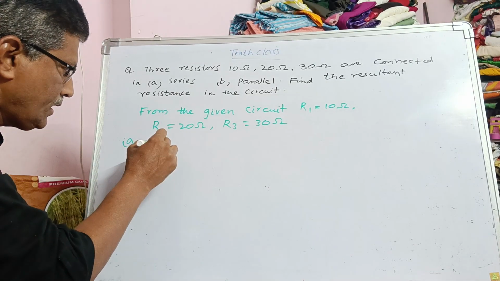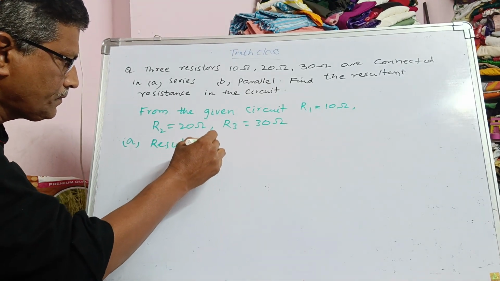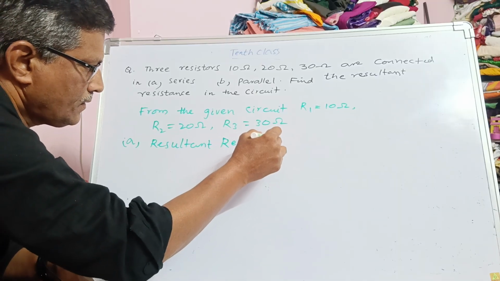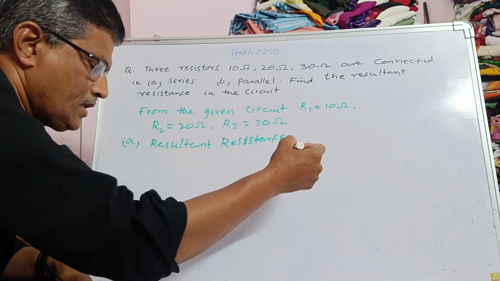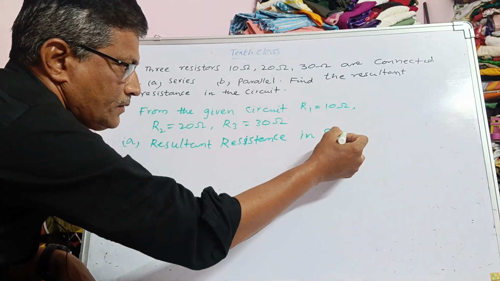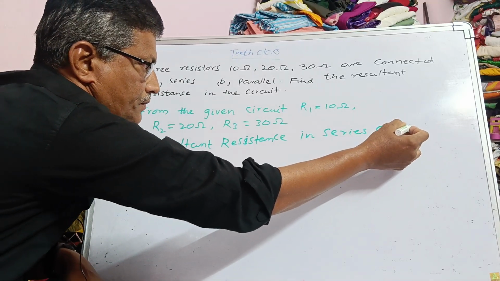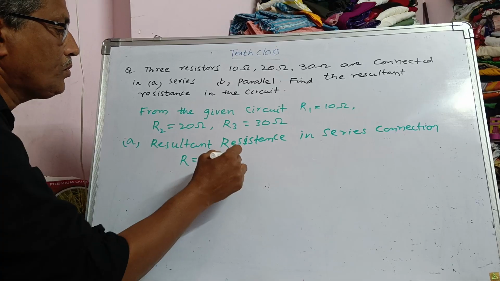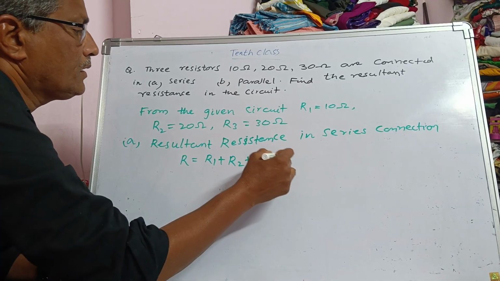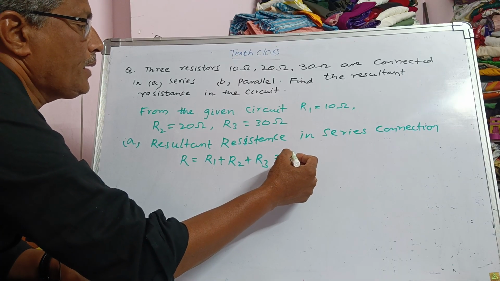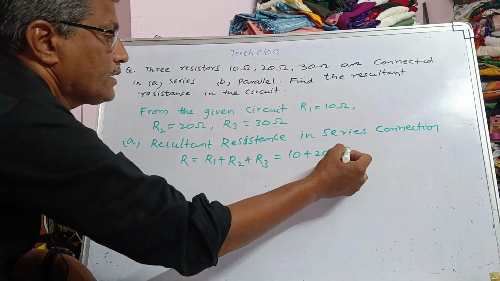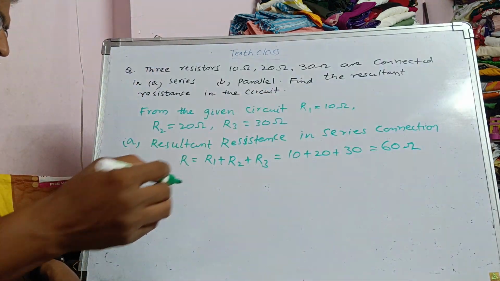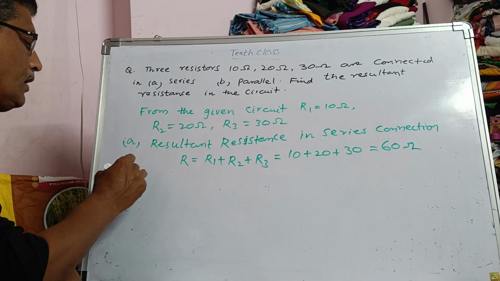So the resultant resistance in series connection, R is equal to R1 plus R2 plus R3, that is equal to 10 ohms plus 20 ohms plus 30 ohms, that is equal to 60 ohms.